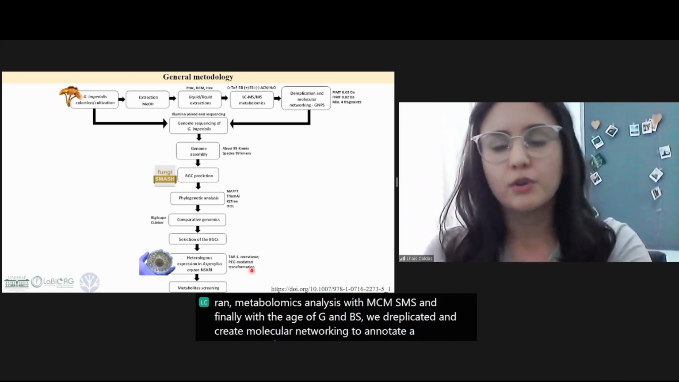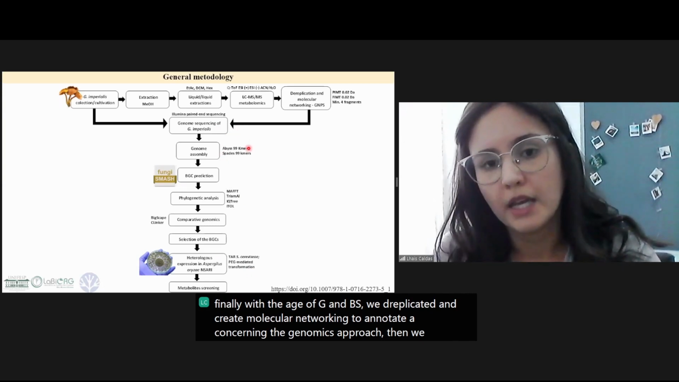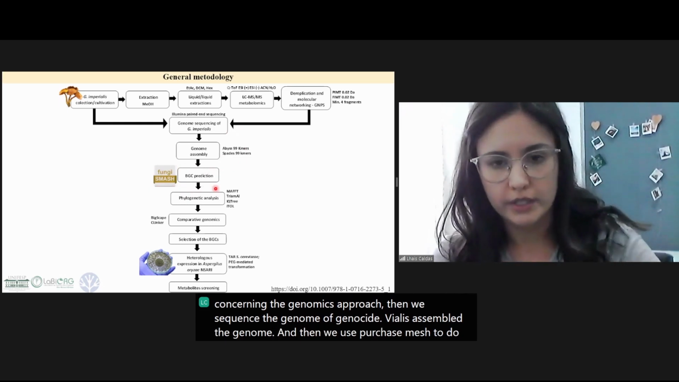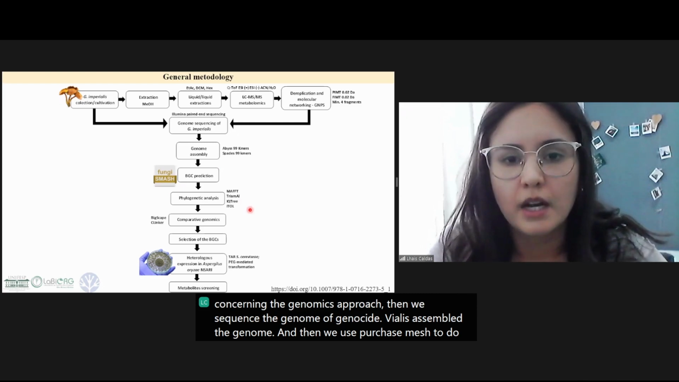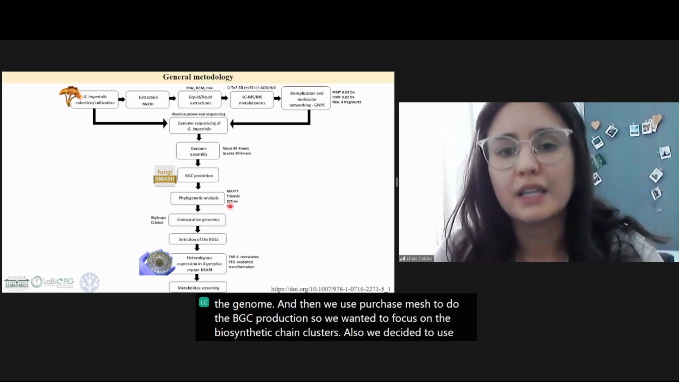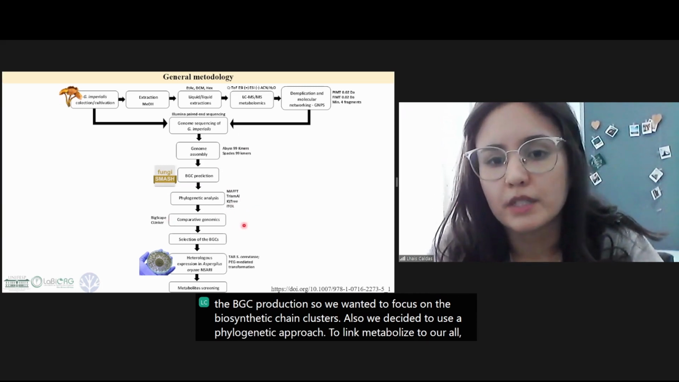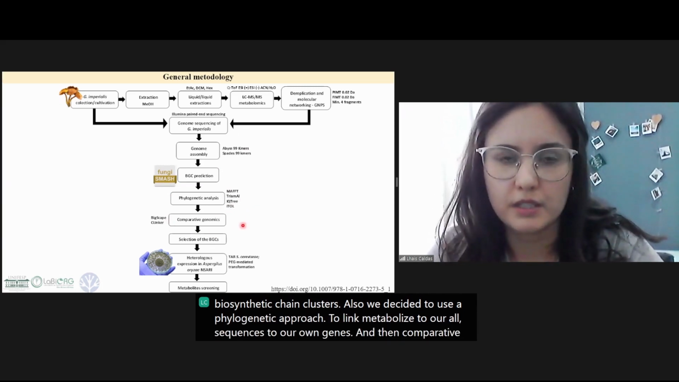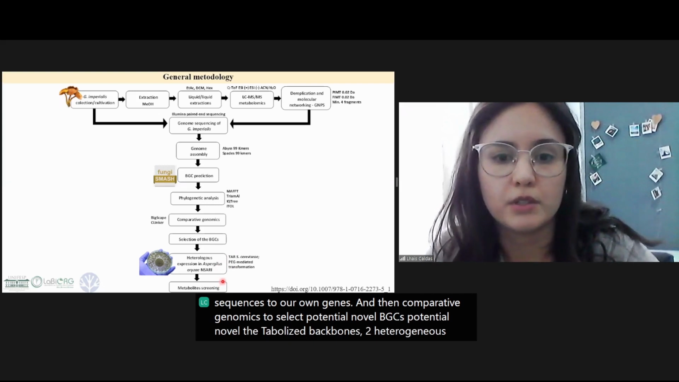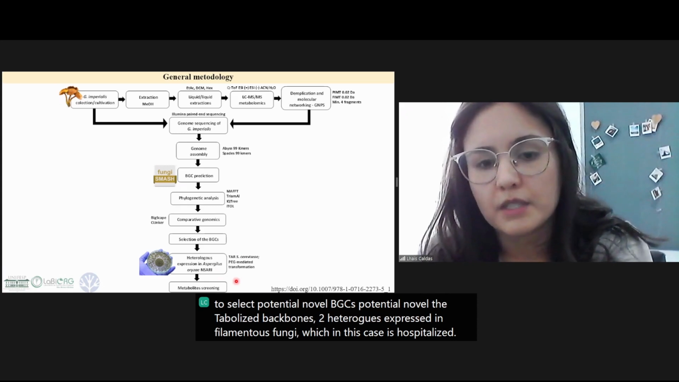Concerning the genomics approach, we sequenced the genome of Geminopilus imperialis, assembled the genome, and then we used antiSMASH to do the BGC prediction. So we wanted to focus on the biosynthetic gene clusters. Also, we decided to use a phylogenetic approach to link metabolites to our own sequences, to our own genes, and then comparative genomics to select potential novel BGCs, potential novel metabolite backbones, to heterologously express in filamentous fungi, which in this case is Aspergillus oryzae. And then we finally screened for the metabolite production.